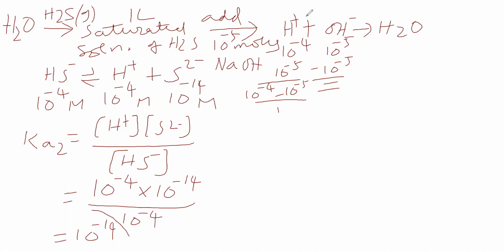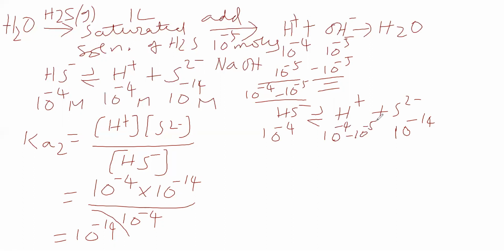take the equation. So HS minus is in equilibrium with H plus and sulfide. HS minus is 10 to the power of minus 4. Sulfide is 10 to the power of minus 14. H plus is 10 to the power of minus 4 minus 10 to the power of minus 5. Let us find Qc in order to say whether the system is in equilibrium or not.